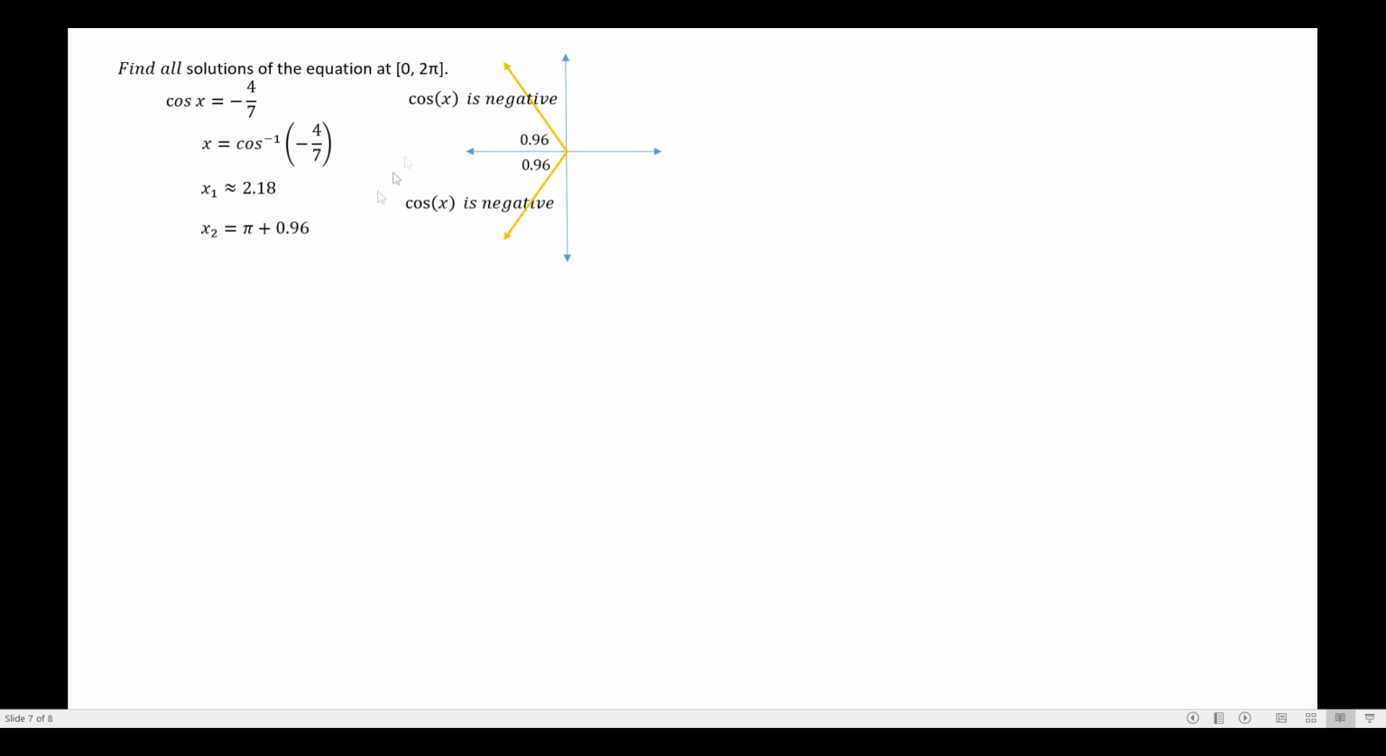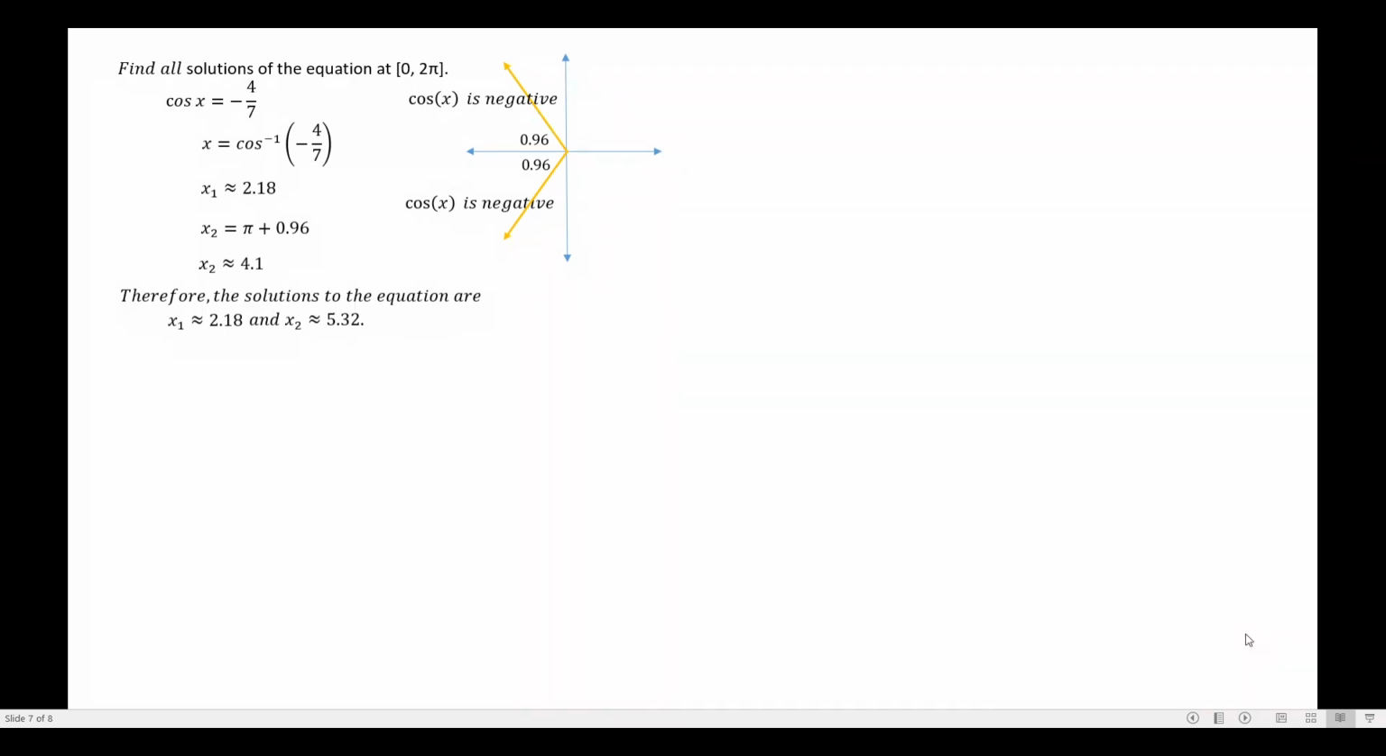So x sub 2 is equal to pi plus 0.96, which is approximately 4.01. Again, if you want to check your answers, you can substitute these two values in the equation, cosine 2.18 or cosine 4.01. Expect that the value will give you approximately negative 4 over 7. Again, do not forget to set your calculator in radian mode. So therefore, the solutions to the equation are x approximately 2.18 and x sub 2 approximately 4.01. That's how you state your final answers.